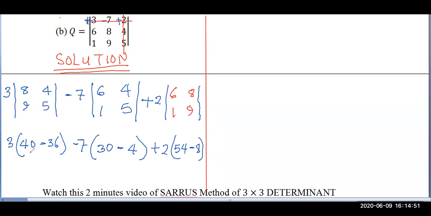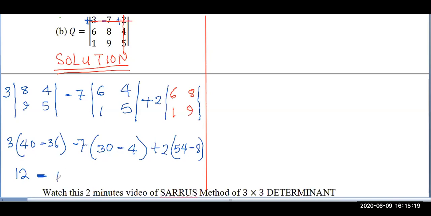Of course, you are done. 40 minus 36 is 4. Times 3, you have 12. Minus, let's leave it as minus 4 now. 30 minus 4 is what? 30 minus 4 will give us 26. Am I correct now? Then 26 times minus 7 is going to give us minus 182.